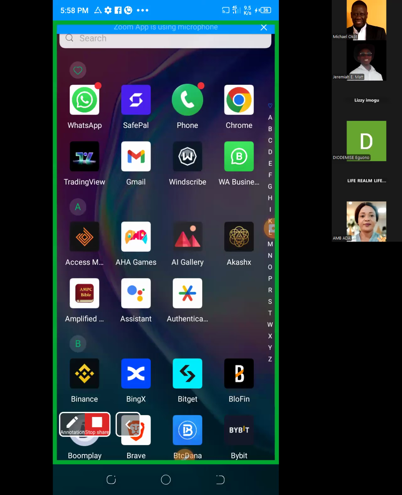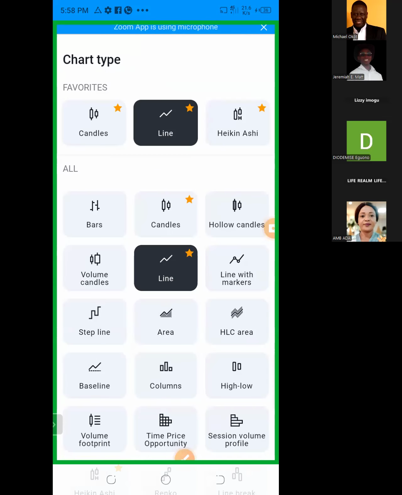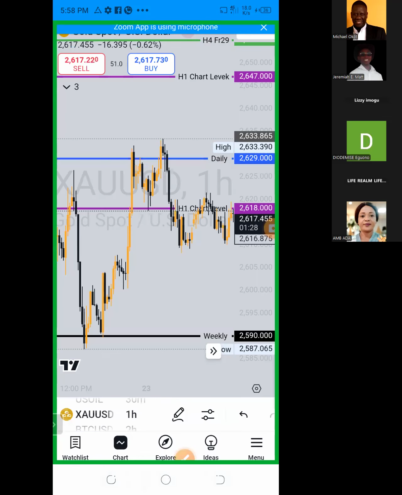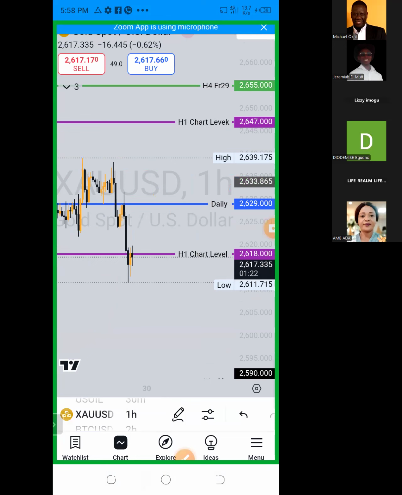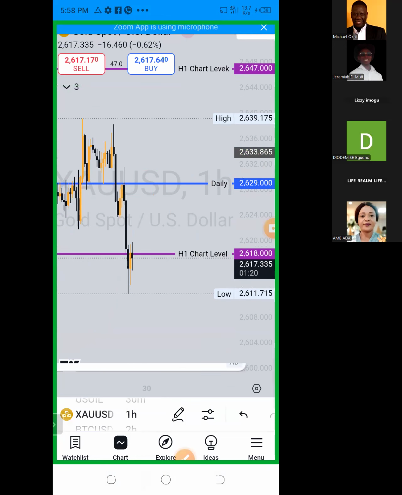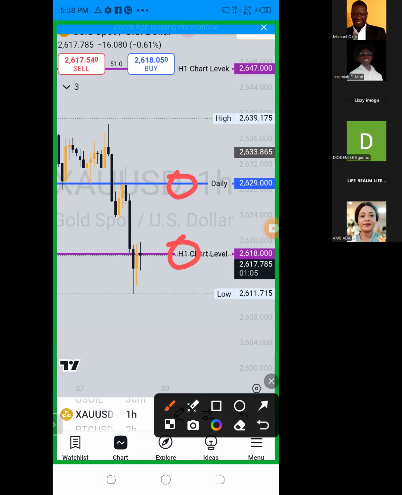What we do in this market is, you have two possibilities. Okay, this is my chart on gold. I have already drawn, this is a 1 hour level. This level 18 is a support level. This level 29 is a resistance level. And this is a daily support level. This is a daily resistance or supply level from my analysis.